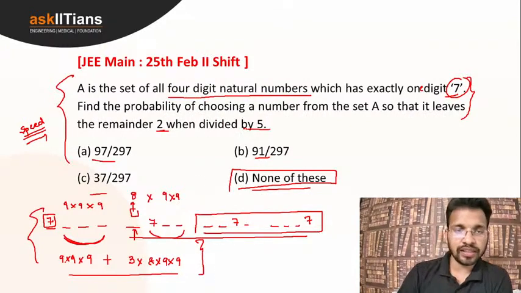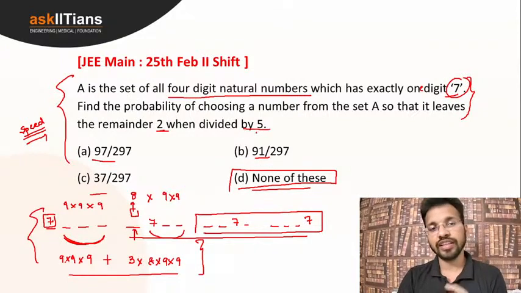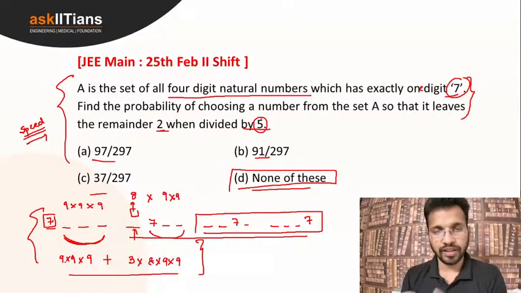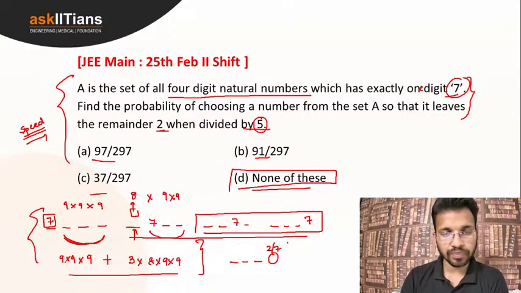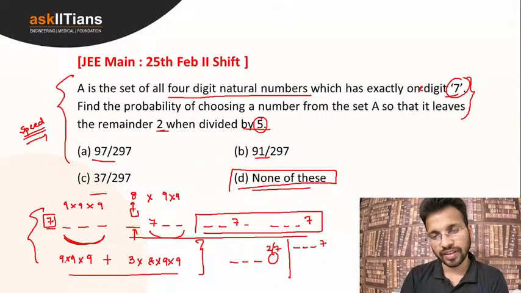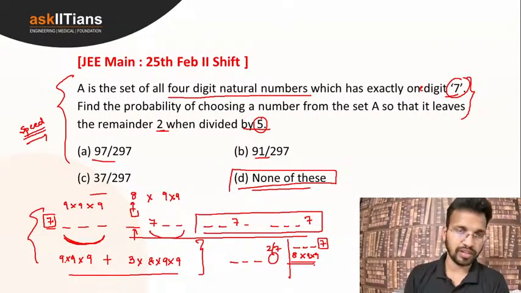Now moving ahead, this is a bit tricky. First of all, it's not the complete set of four-digit numbers. Now we have to select those numbers where the remainder is 2 when divided by 5. Since division by 5 will leave remainder 2 only if the unit digit is either 2 or 7, for this also we can do the case working. If the last digit is 7, then how many numbers do I have? 8 into 9 into 9. These are the numbers, because they will contain exactly one 7. All of you understood this part?